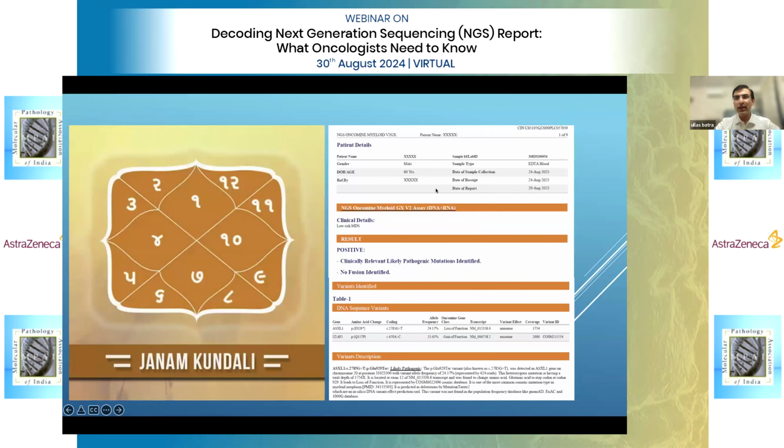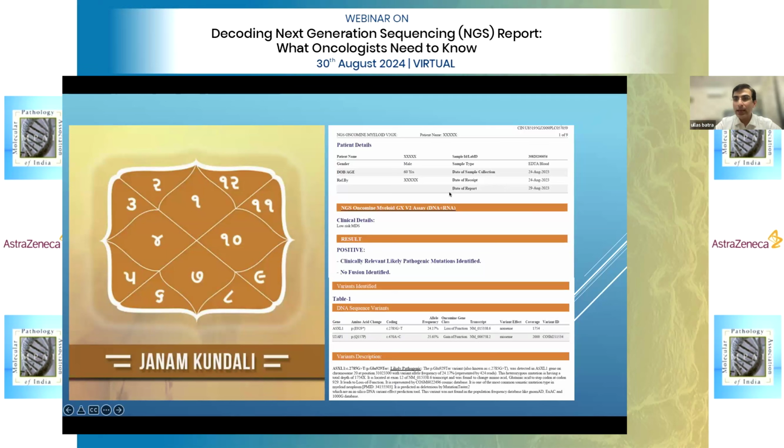So, this is how a sample NGS report actually looks to us. This is an NGS OncoMyeloid V2 GX something. But trust me, this is what I tell my patients: that you have two Janam Kundlis. One Janam Kundli was what your parents made for you at that time. And the second birth chart, your second Janam Kundli, is what we actually get for you right now. This is what will tell you what is going to happen to you and how you are going to behave. But that is what I do before the test orders.